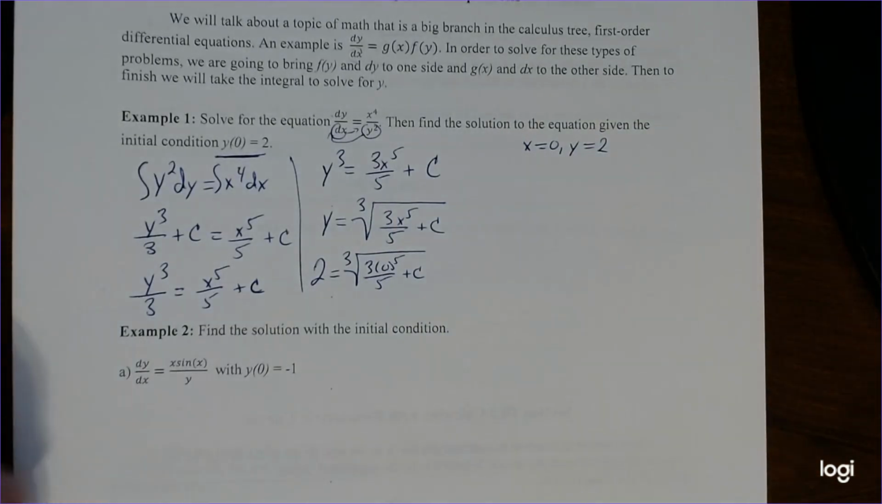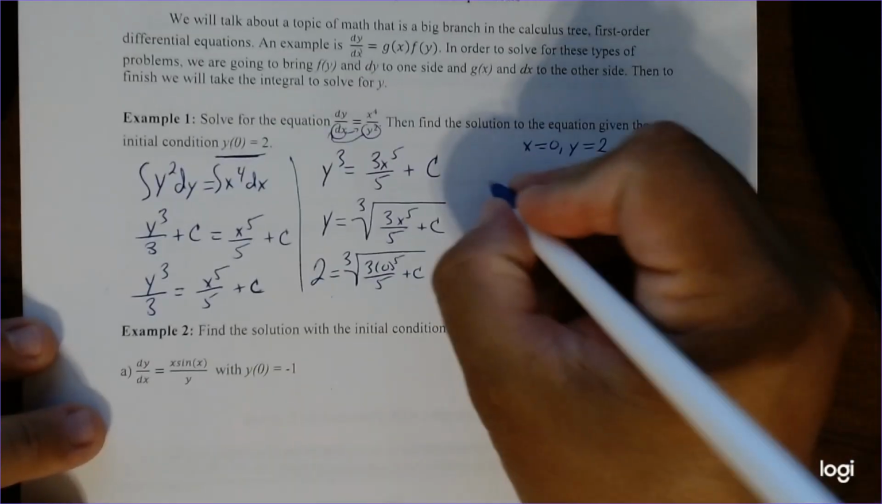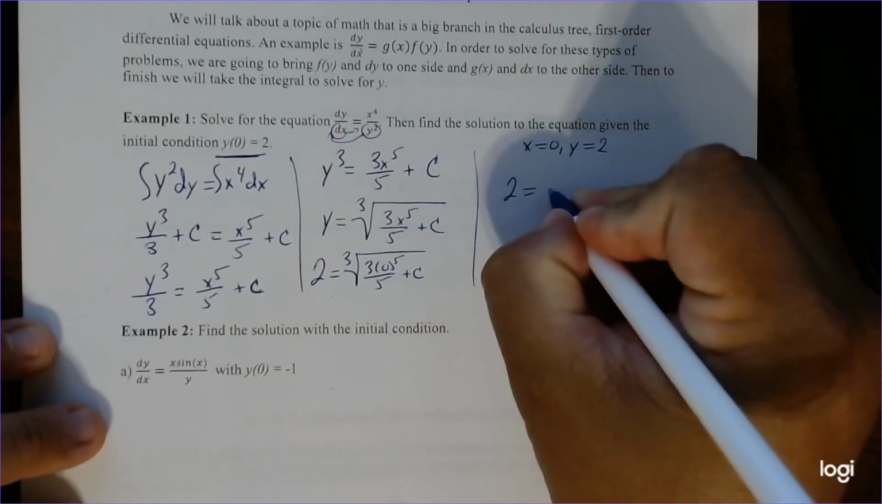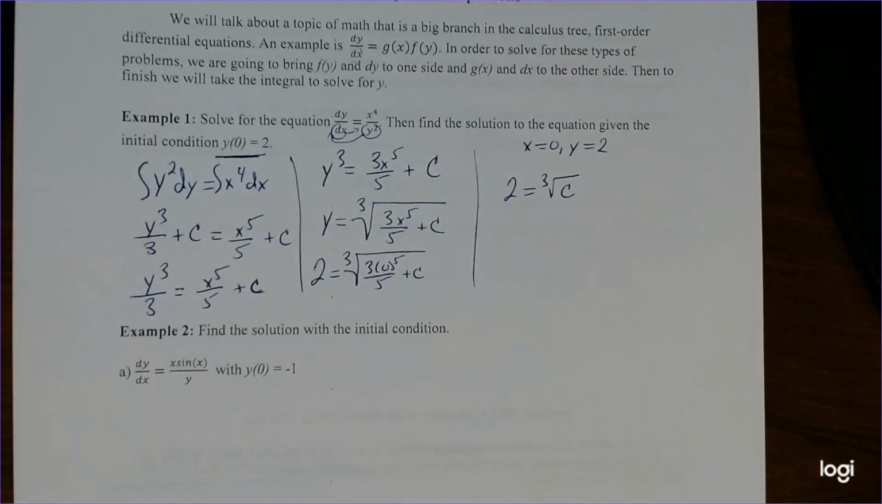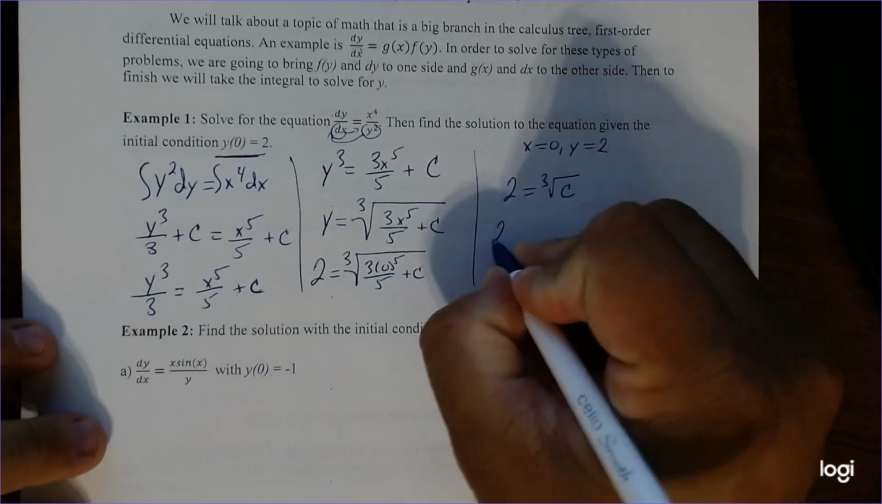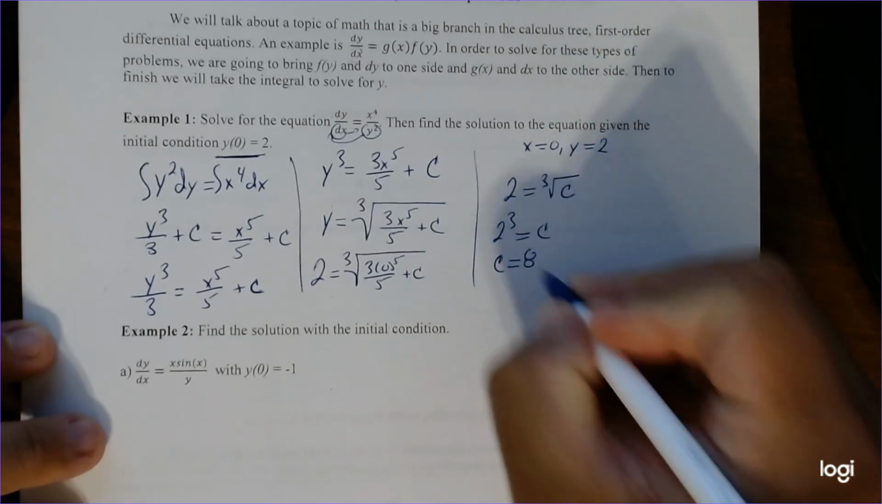And then we're just going to solve for c there. So this whole thing goes to 0. So we have 2 is equal to the third root of c. So now just solving for c, right? Cube both sides. So 2 to the third equals c. So therefore, we know the constant is going to be 8.